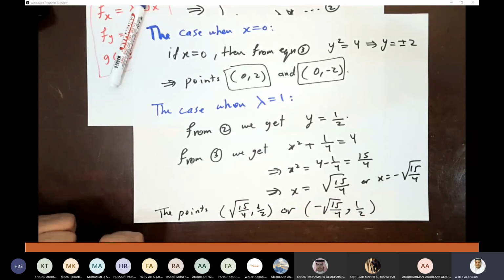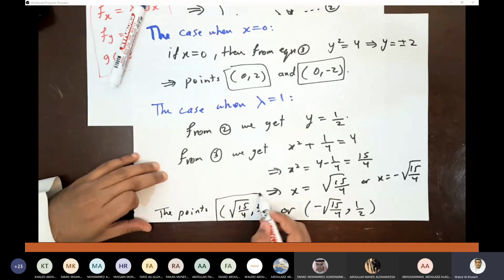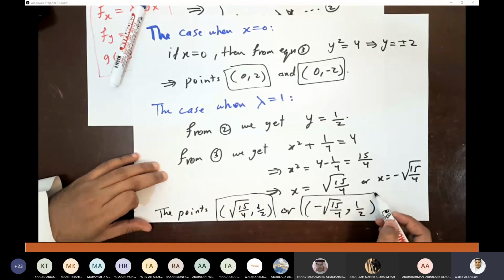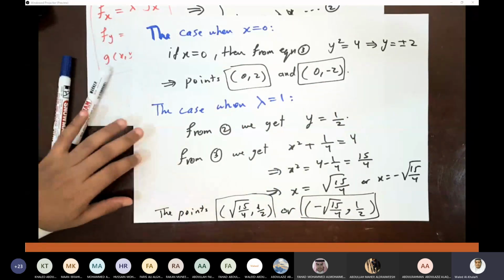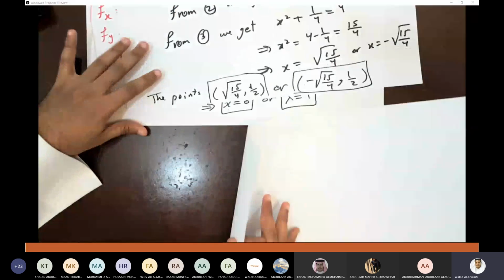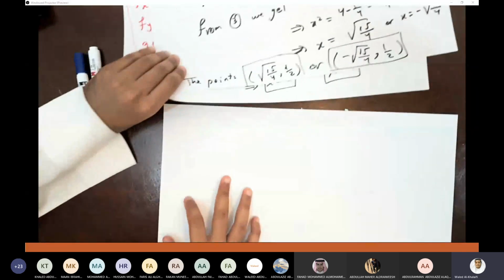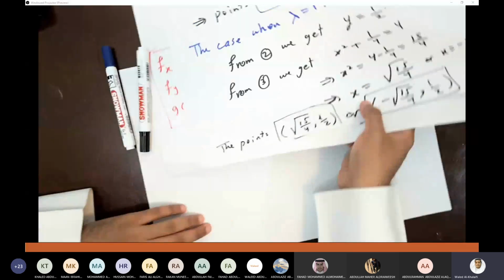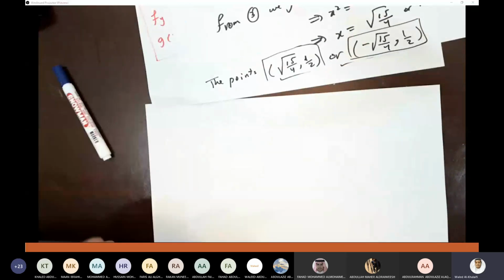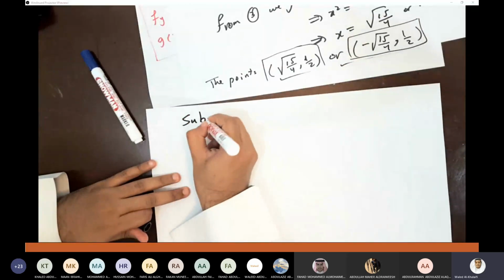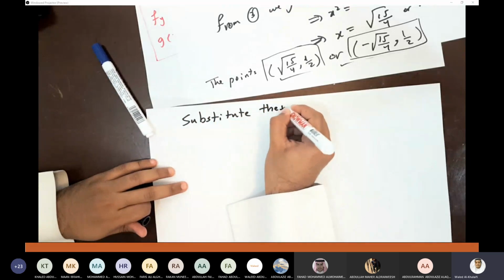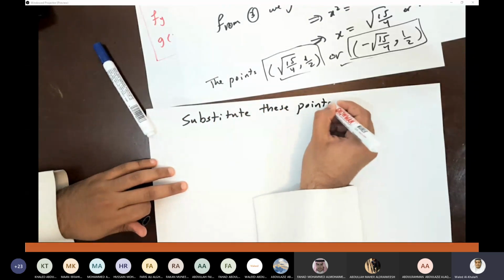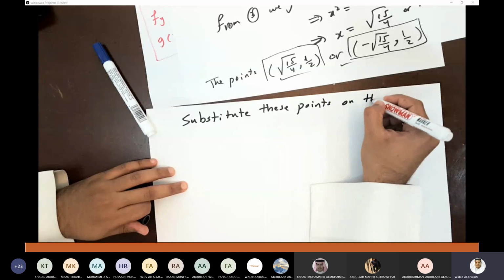Okay, so how many points I have so far يا شباب? عندي 4 points. I have 4 points. I have to check. وخلاص, now I did 1, 2, 3, 4. Now I have 4 points. What I will do, I substitute. Okay, so what is left is substituting these points in the function f.